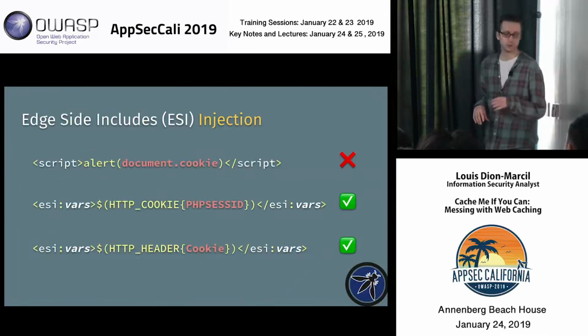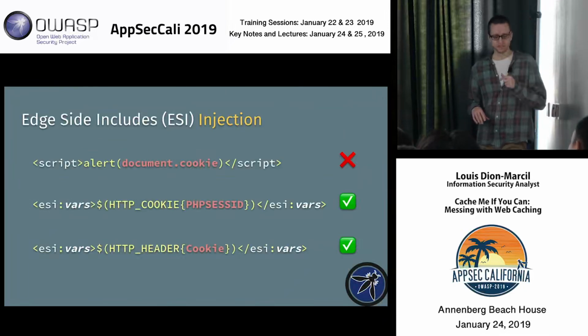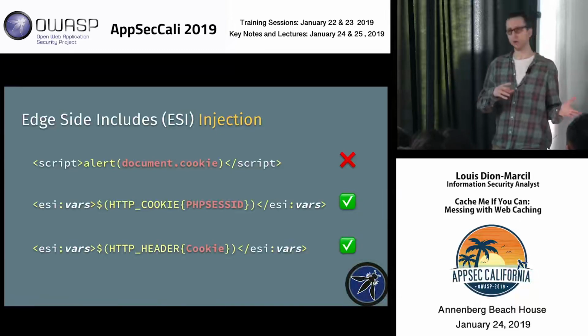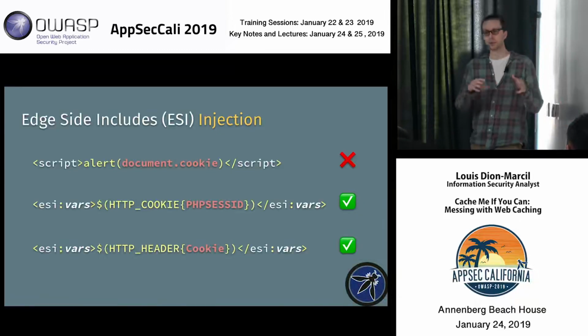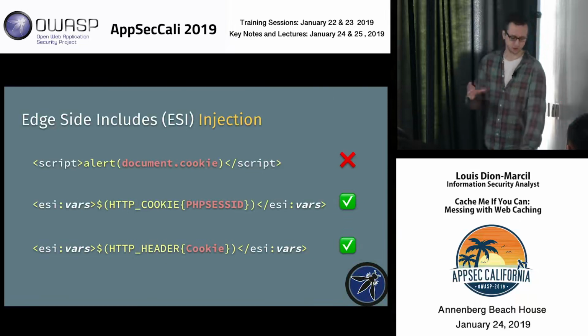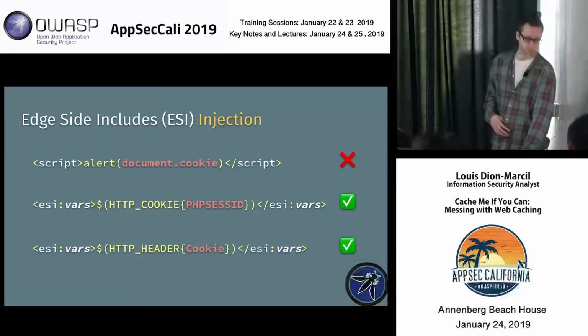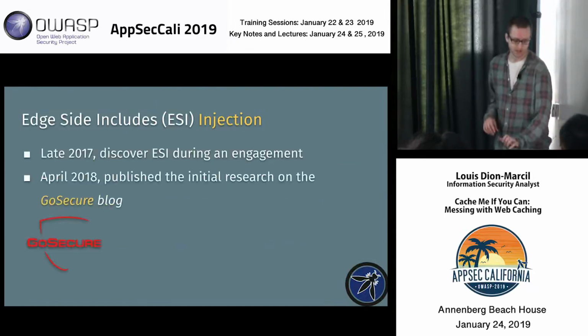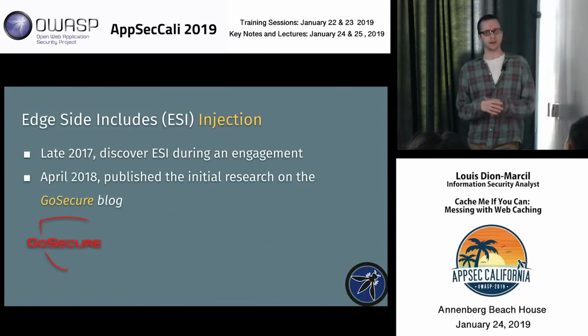So different ESI implementations, all ESI implementations are kind of different. So for example, sometimes you'll have to use the whole header for a cookie. Sometimes you can actually carve out the individual cookie through ESI. So that means that we're going to have a way to potentially do account takeovers. So that's kind of cool. And that's what we called ESI injection.